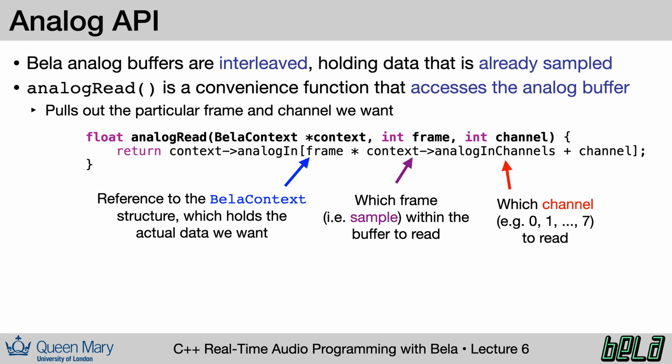And you can see within the implementation here that all it's doing is looking into the interleaved buffer and finding the right element to return. That element will be returned as a float with a range between 0 and 1.